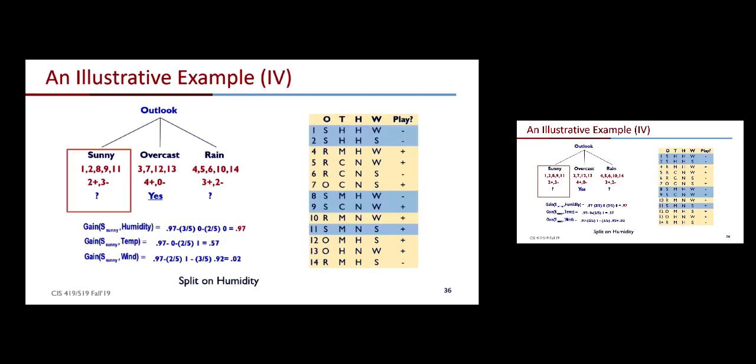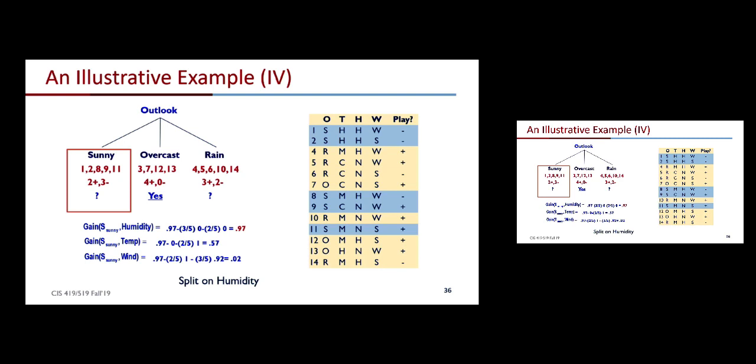Okay, so let's focus on this side, this split, 5 examples. And again, I have to look at the 3 remaining attributes. In this case, I'm looking at humidity, temperature, and wind. And I need to compute, again, I'm not going to give all the details, just go over it and convince yourself that you know what's happening. It turns out that humidity has the highest gain.